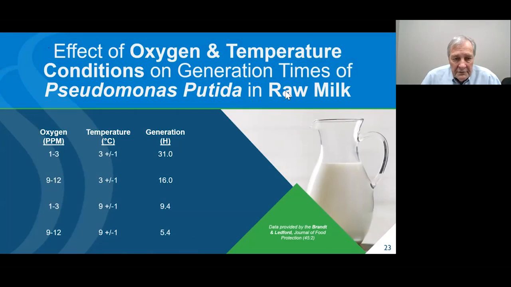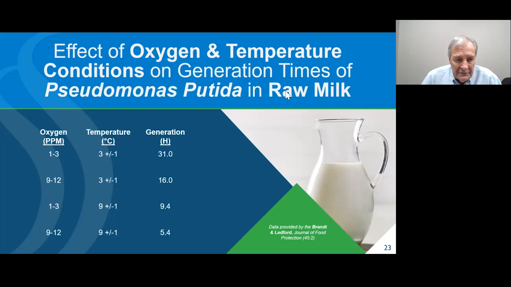This shows the effect of oxygen on the generation time of a particular common spoilage bacteria. It's Pseudomonas. Pseudomonas with a high oxygen level and an incubation temperature of 9 degrees centigrade will have a generation time of 5.4 hours. That will spoil milk in a couple of days.